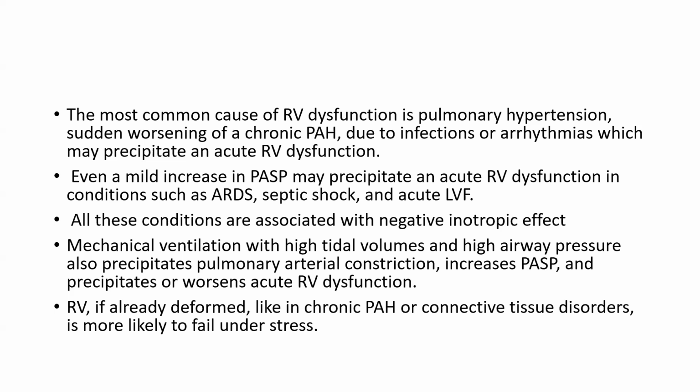All these conditions are associated with a negative inotropic effect. Mechanical ventilation with high tidal volume and high airway pressure also precipitates pulmonary arterial constriction, increases pulmonary artery systolic pressure, and precipitates or worsens acute RV dysfunction. An RV that is already deformed, like in chronic PH and connective tissue disorder, is more likely to fail under stress.